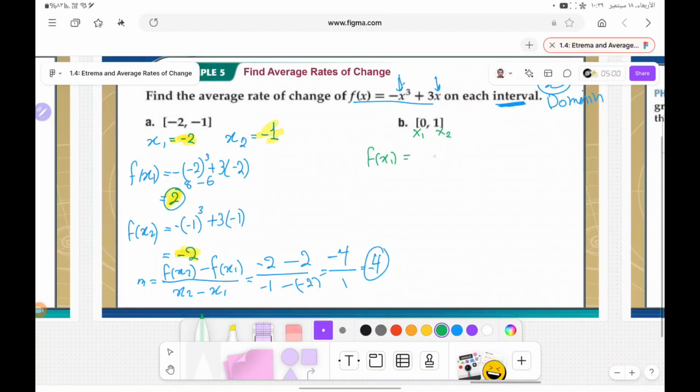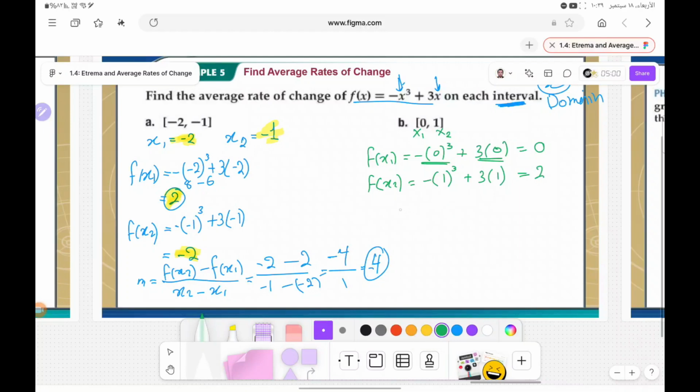Let's replace 0 in the function. If I replace 0 in the function it will become 0, but let me replace it for you. As you can see, -0 cubed plus 3 times 0: this part is equal to 0, this part is equal to 0, so 0 plus 0 is equal to 0. Now let's find f of x2. It will be minus 1 cubed plus 3 times 1. So 1 cubed is 1 with a negative, so -1 plus 3 is equal to 2.